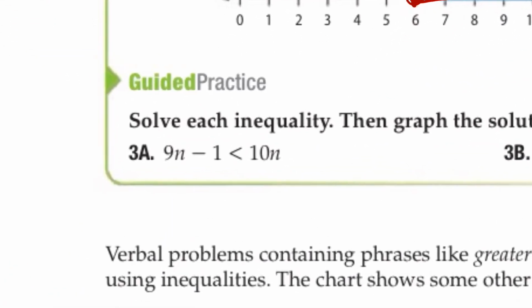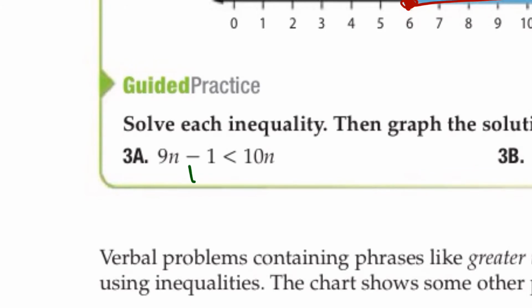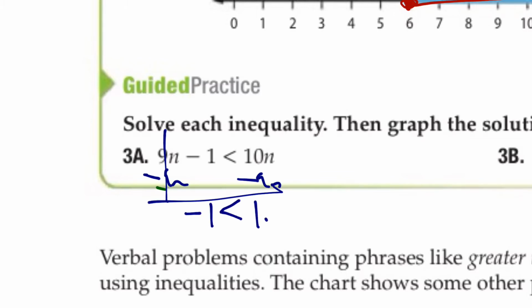Okay, let's see. Let's try this one. I'm going to add 1 to both sides. Okay, ooh, I'm going to change that. I noticed I could do it easier. Let's just subtract 9n from both sides. Alright, cancel. Negative 1 is less than 1n. Let's rewrite that. N is greater than negative 1.